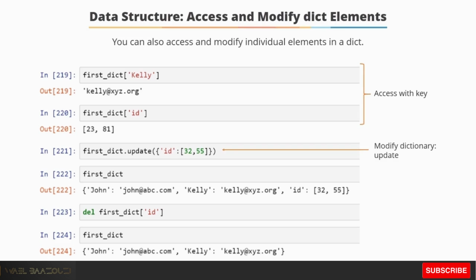Use the update method to update the value for a corresponding key. Here, you can see how the values for ID are updated. You can also delete a key with the help of the delete function. You can see that the ID key and the values associated with it have been deleted from the dict.